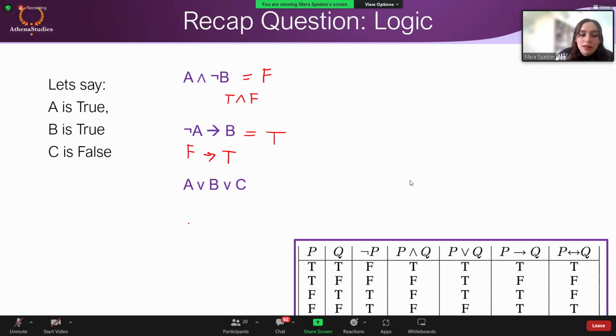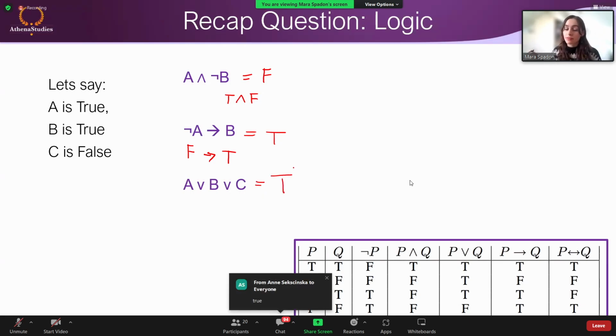Okay, and for our last one, we have A or B or C. So what do we get? True, exactly. We just need at least one of them to be true, right? And we have both A and B are true here. So then indeed we will have our value of true.